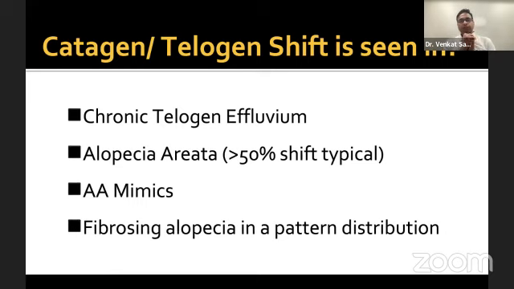All right. So catagen telogen shift is seen in chronic telogen effluvium and alopecia areata, where more than 50% shift is typical. You also see it in alopecia areata mimics that I told you about earlier, and I'll discuss that later. And also you may see it in fibrosing alopecia in a pattern distribution, but often it's not more than 20%. It's around 20 to 30%. It's not typically described in textbooks because it's a relative humidity. But I've seen more than 400 cases in my practice, and I know that is a fact, though it's not published in the textbooks or papers yet.